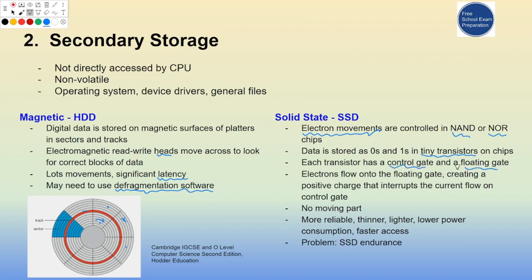The floating gate allows the electrons to flow, because electron flow is negative, right? And the control gate will create some positive charge to interrupt this negative flow. So that's how the solid state drive works. But as I just mentioned, the details are out of the scope. So if you are interested, please search by yourself. There are plenty of resources available on the internet.